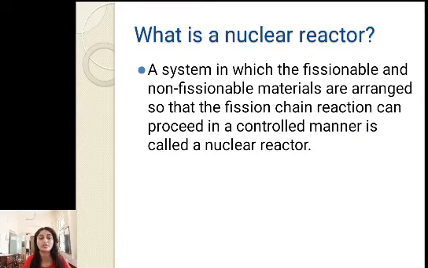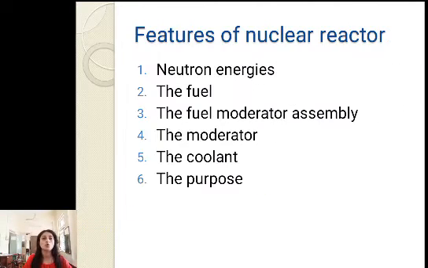We don't want an uncontrolled chain reaction. So a system where we can have a fission chain reaction in a controlled manner is called a nuclear reactor. What are the special features of a nuclear reactor? We will talk about neutron energies, then the fuel moderator assembly, the moderator, the coolant, and the purpose of a nuclear reactor.